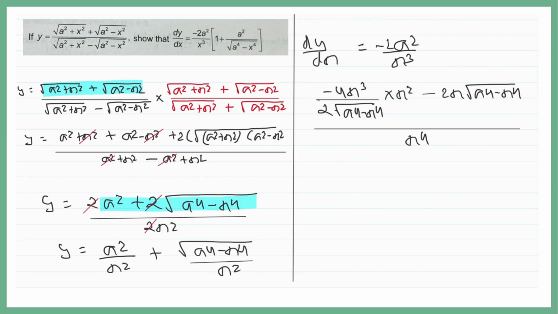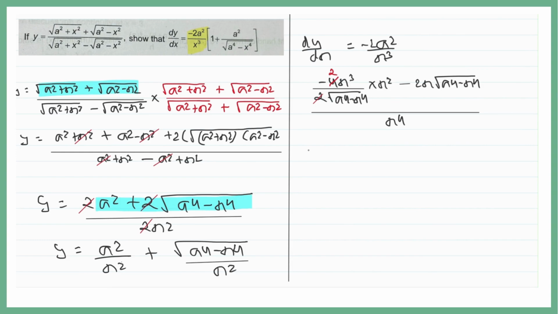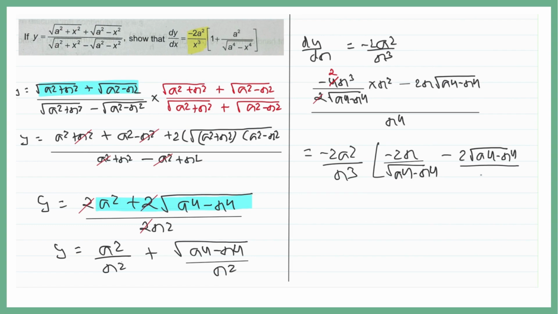Now next is to simplify. I can see that this 2 and this 2 get cancelled. So in the numerator we have 2a²/x³, and if I divide this by x⁴, this is x⁵. So we will be left with 1/x, and that whole divided by the root of a⁴ − x⁴. Now on dividing this, the 1/x gets cancelled here. So we are left with 2 times the root of a⁴ − x⁴ over x³.